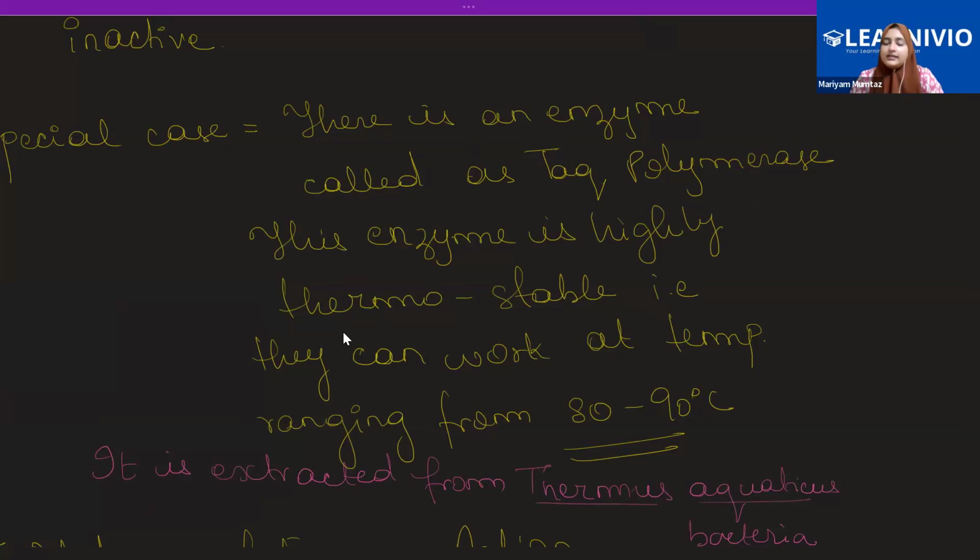Ma'am, is this a type of thermoacidophile? Yes, it is.